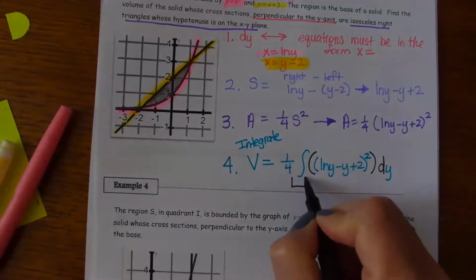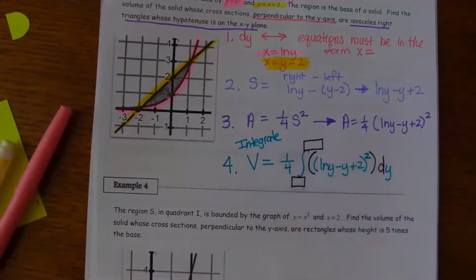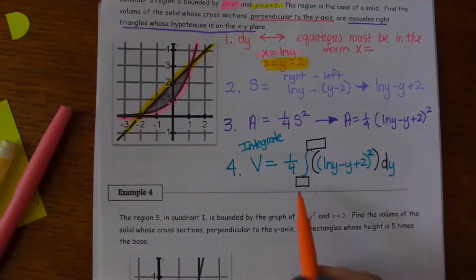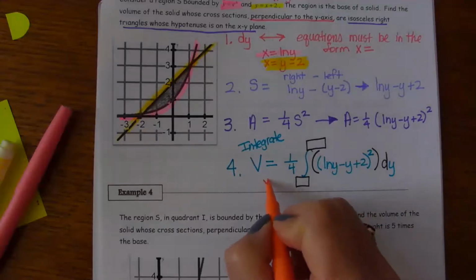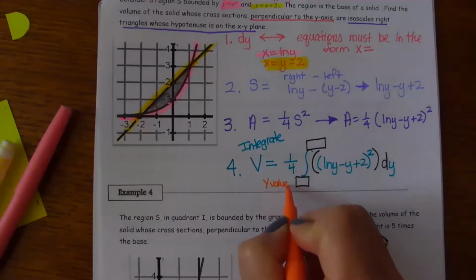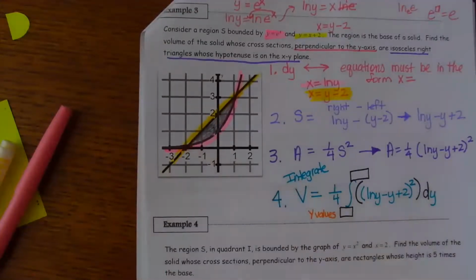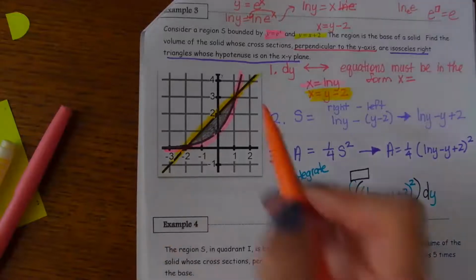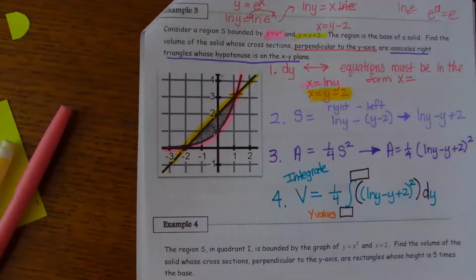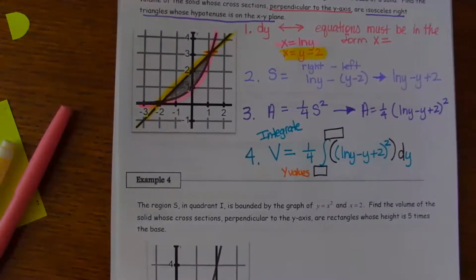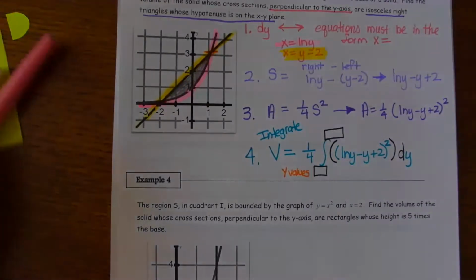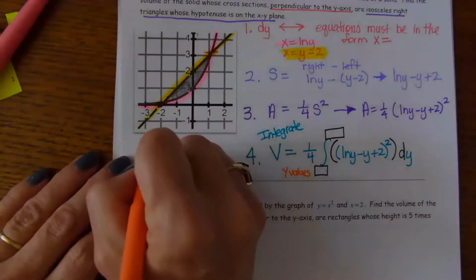Tell me about the numbers that go in those boxes. What value is that going to be? Come on, peeps. What value is that? This is a dy, so what goes in here? Y values. So I need the y value right here, which is not at 0, and I need the y value here, which is not quite at 3. So how do I figure out what my values are? I have to set the equations equal to each other.